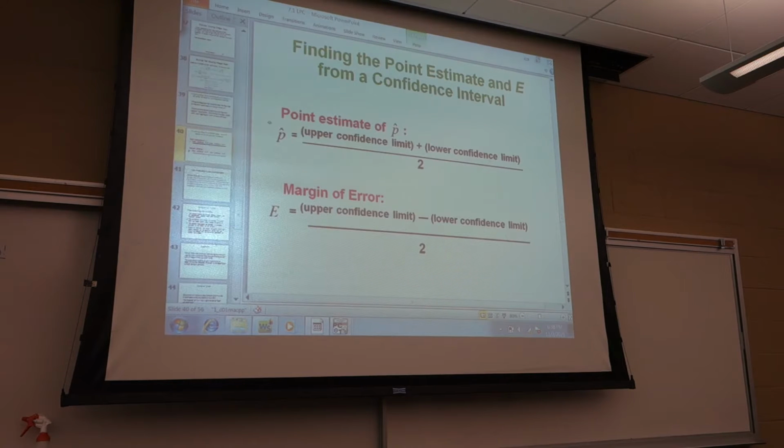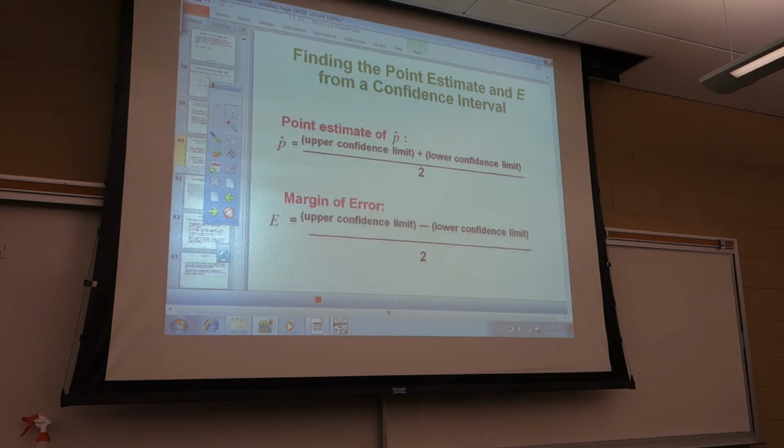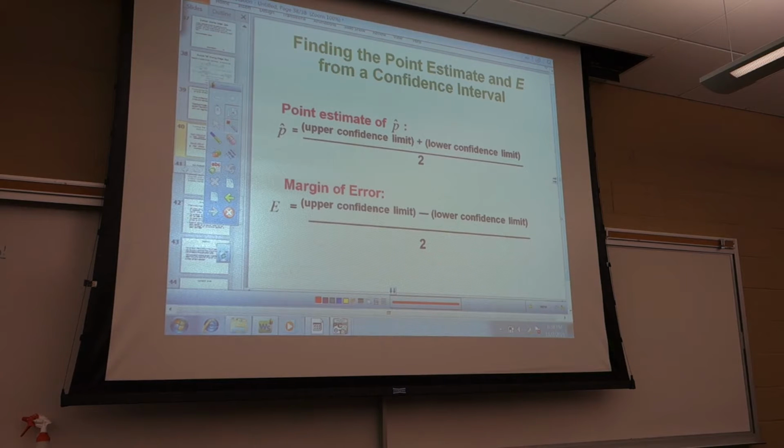Here are the general rules if you just need to find one or the other. Like you were saying, the p hat is the average of the upper and lower limits. The margin of error from the upper to the lower is 2 e's, so you divide by 2 to get 1 e. You should probably write this down somewhere if you might need them, or if you know it, then that's fine too, as long as you are comfortable with that. All right, moving on in 5, 4, 3, 2, 1.